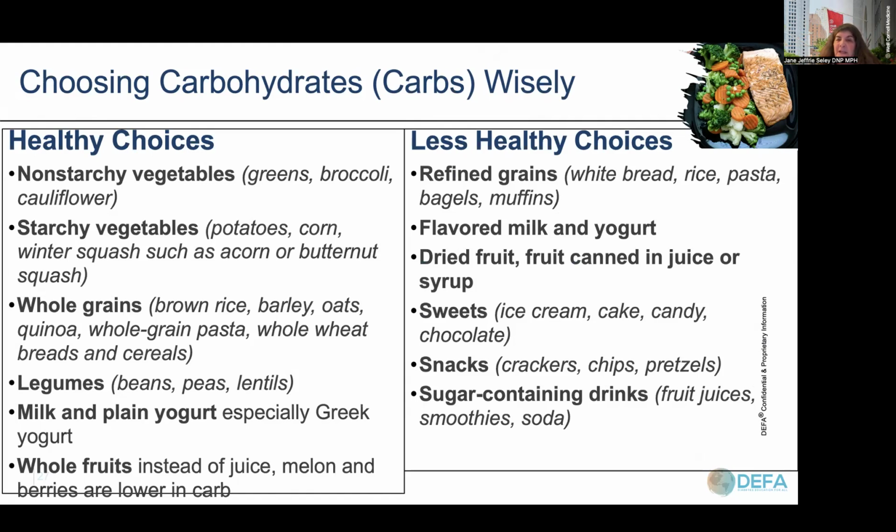Flavored milk and yogurts with berries and things in them already have a lot more sugar. Dried fruits have a lot more sugar, and fruit that's canned in juice or syrup, be very careful of that. All the different sweets we just talked about. And snack foods can have a lot of carbohydrates, so try to read labels and know exactly what the portion size is. Fruit smoothies make the glucose go up very, very rapidly.